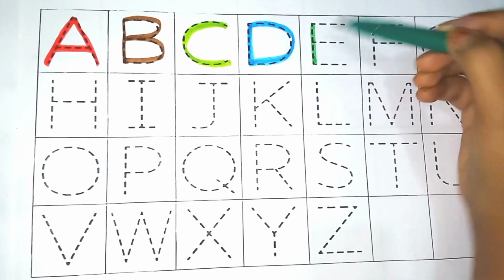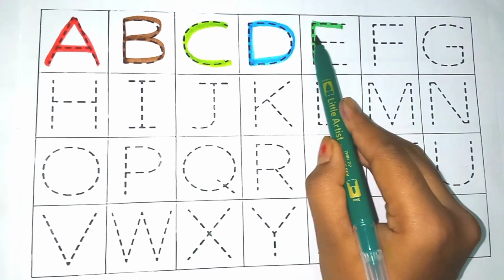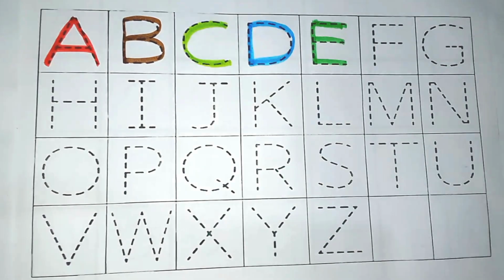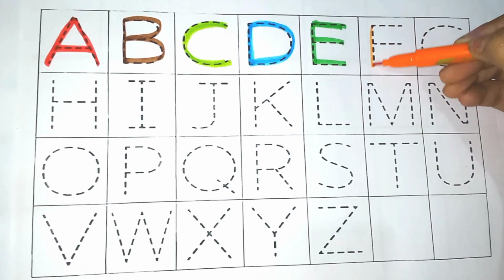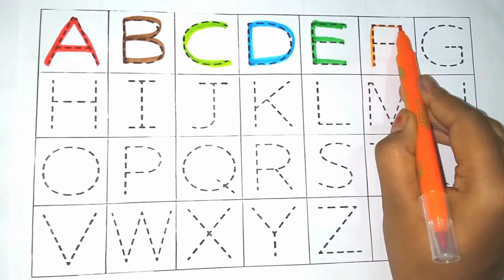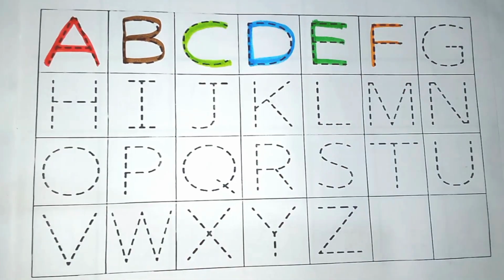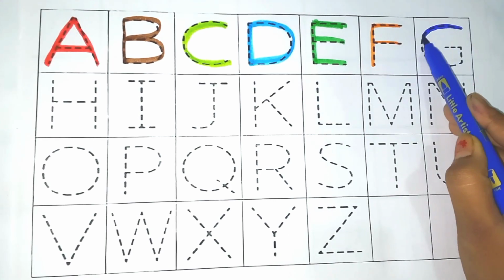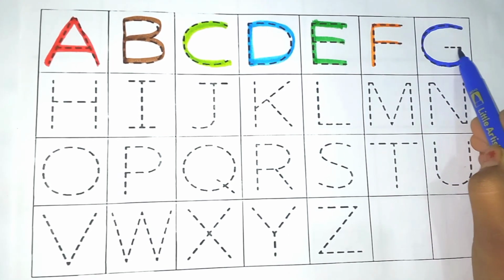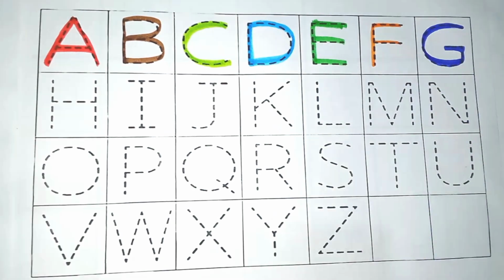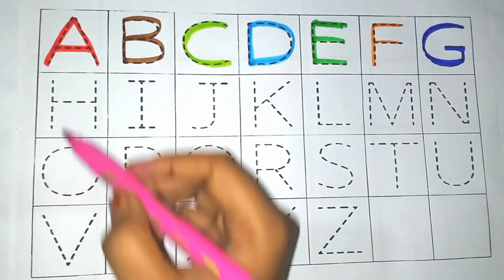E for elephant. F for fish. G for grapes.